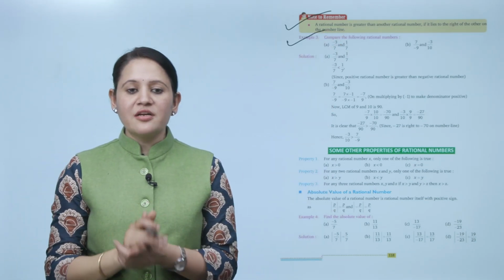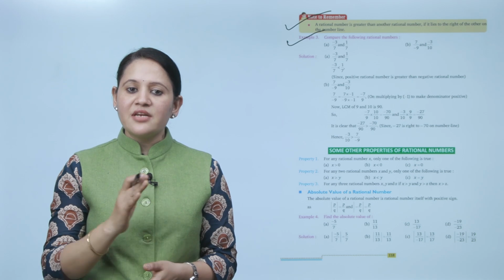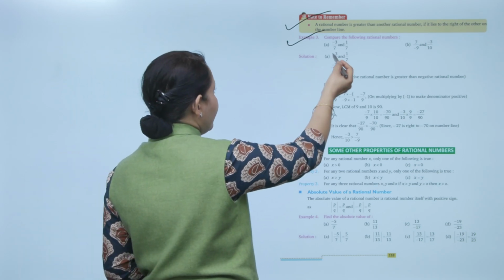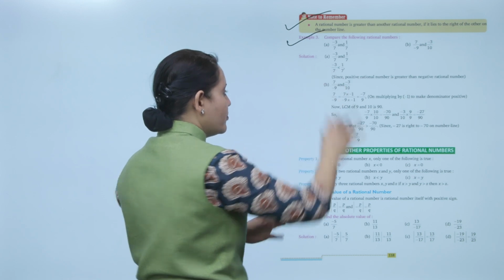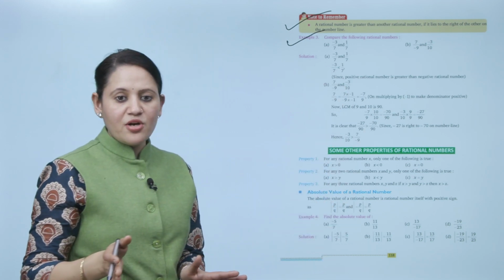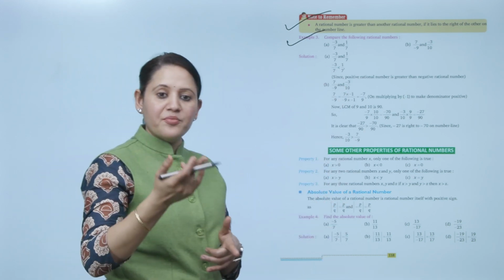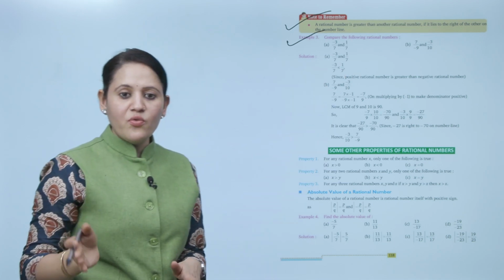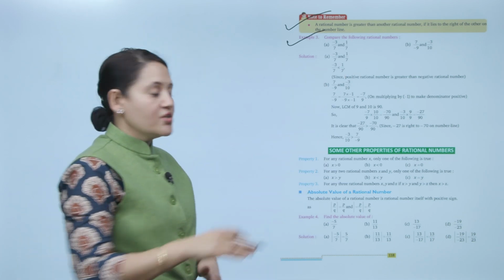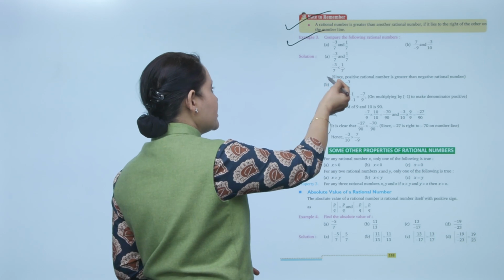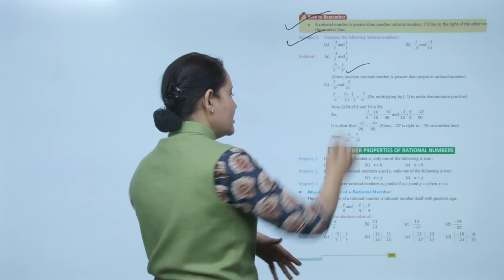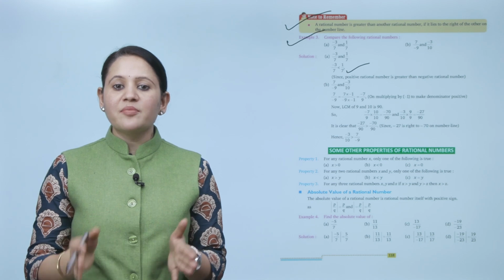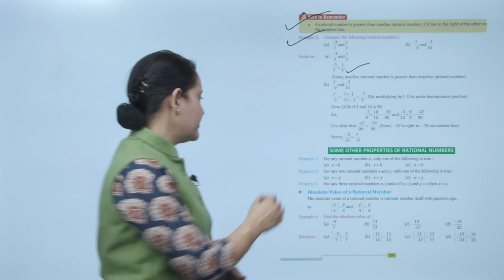Compare the following rational numbers, -3/7 and 1/7. So here -3/7 and 1/7 both are having the same denominator. So we'll compare the numerator. One is -3 and one is 1. So as we know, 1 is greater than -3. So -3/7 will be less than 1/7. Clear?